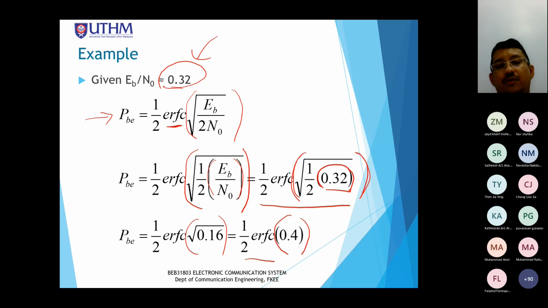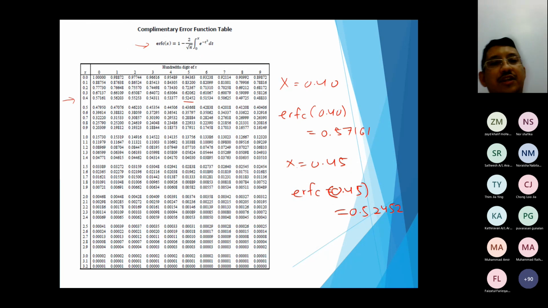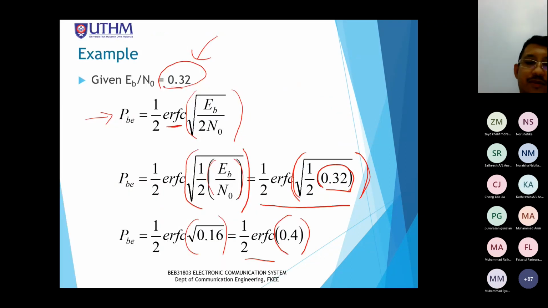Okay, so we can refer to the complementary error function table for x 0.40. We're going to produce complementary error function equal to 0.57161. Okay, so we can put this value inside the equations.